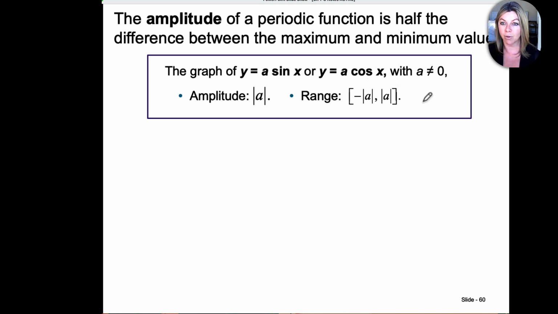That's because our graphs are solid lines like this. If it were solid with, let's say, a hole, or it became dashed, those represent not included, so we would use parentheses. But ours are solid, so it includes that height of positive 1, height of negative 1, or whatever the amplitude changes it to. That is why we're using brackets here.